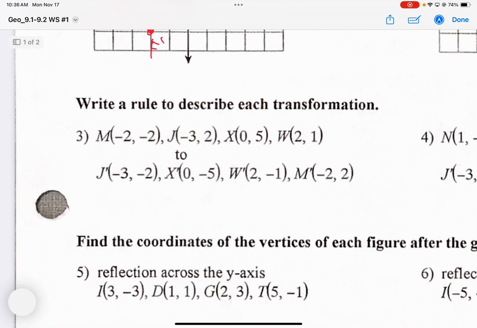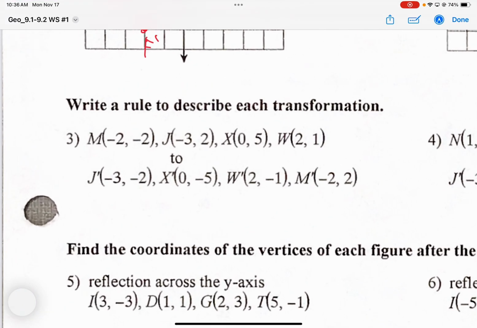All right, so write a rule to describe each transformation. M goes to M prime, so (negative 2, negative 2) goes to (negative 2, 2). And then J goes to J prime, so (negative 3, 2) becomes (negative 3, negative 2). And then X to X prime. What's happening each time for all my coordinates?